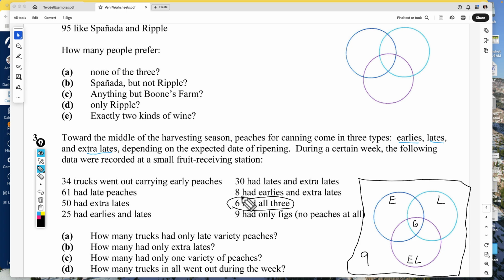And then what we want to do is backtrack. 8 had earlies and extra lates. Where does that go? It's right here. But do I put an 8 here? The thing is, I've already got this 6, which is also earlies and extra lates. So I've counted 6 of them. So I have to take the 8 minus 6. There's 2 that are just in this place. So 2 of the trucks had only earlies and extra lates. These 6 had earlies and extra lates. So there's our total of 8.